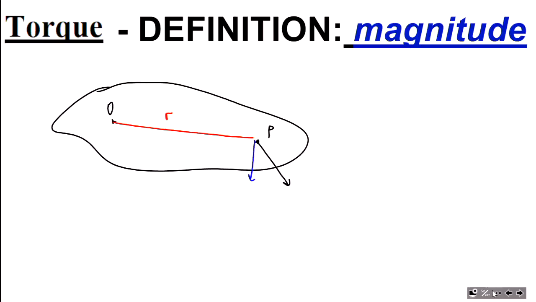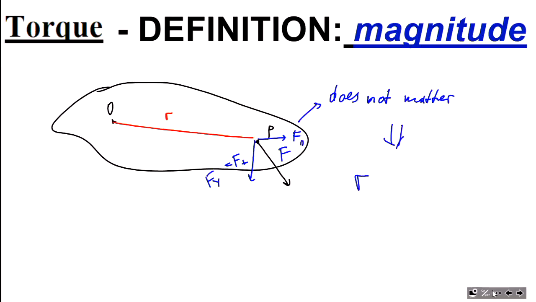One component has to be perpendicular, or people call it Fy for some reason. One component has to be perpendicular to this distance. Second component is parallel. And the parallel component does not matter. It doesn't provide any rotational effect. Only perpendicular component matters. So this is what we do.